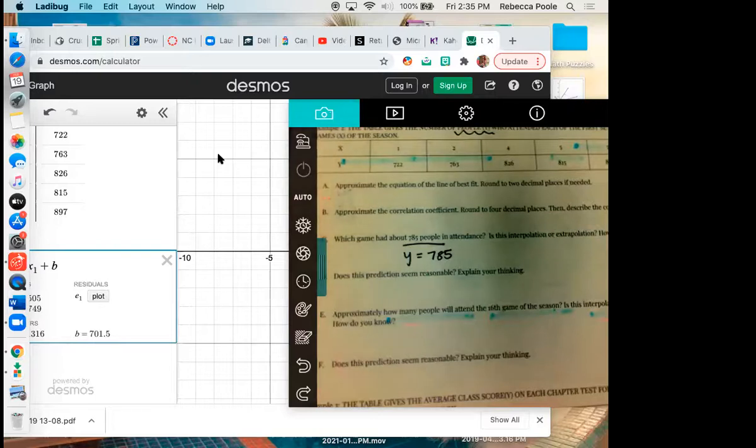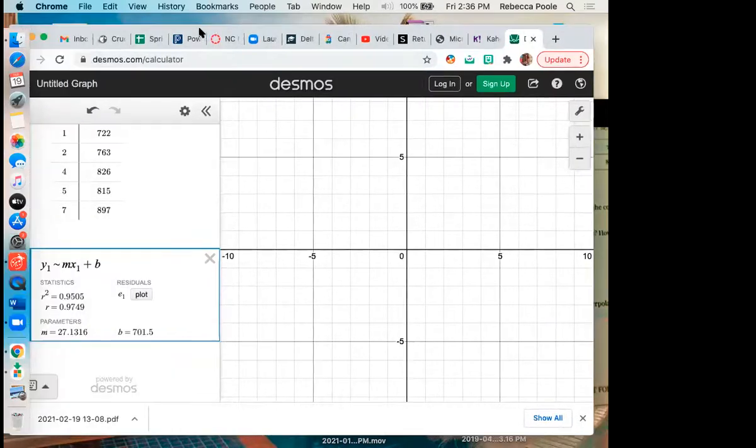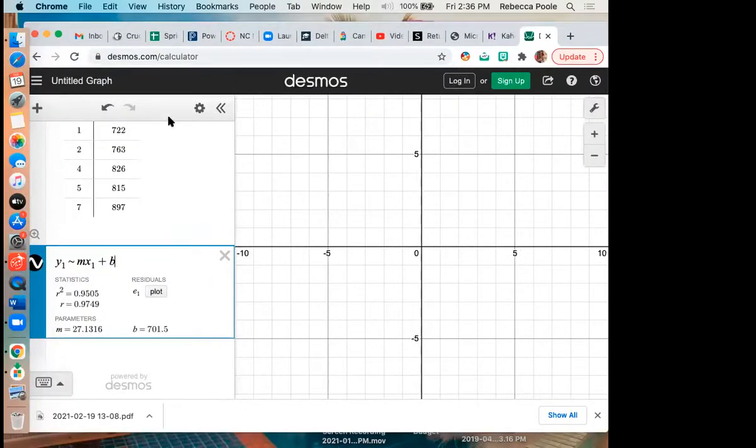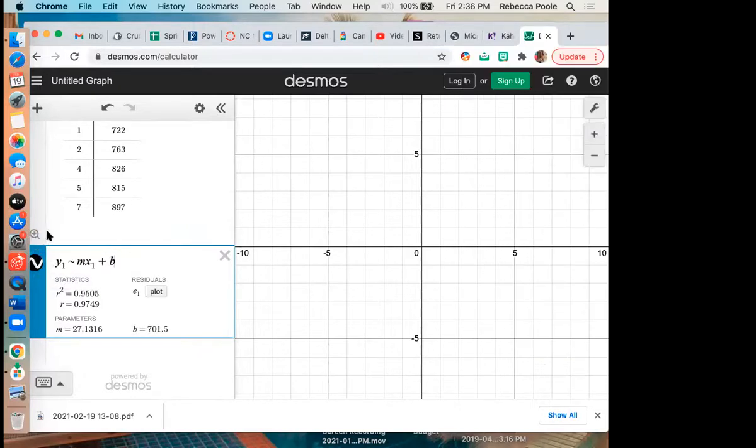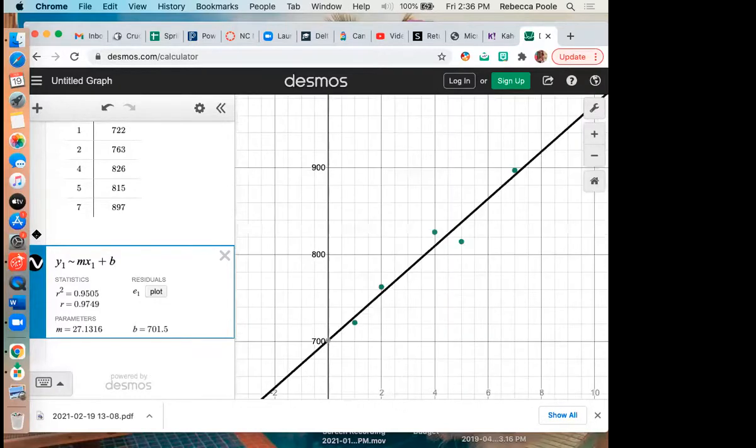Okay, so let me show y'all this cool thing that Desmos will do. Can everybody see my screen? Y'all see this little plus sign right here that I'm circling? If you hit the plus sign, watch what happens. It's freaking magic. It just took me to all the points and the line of best fit.